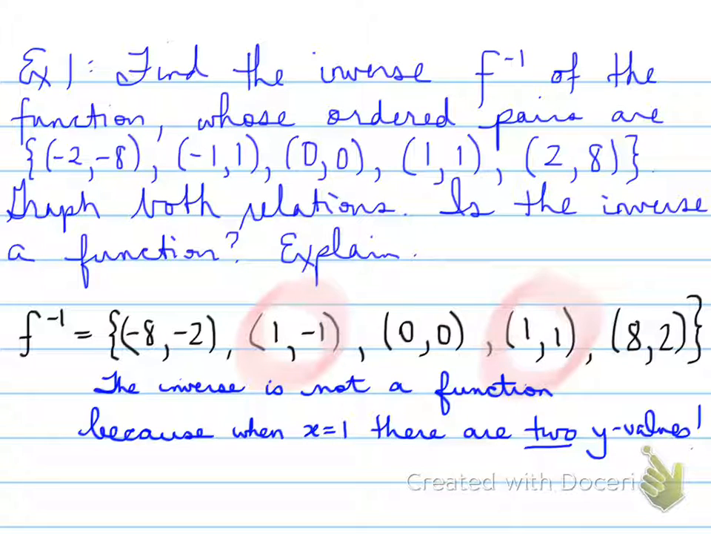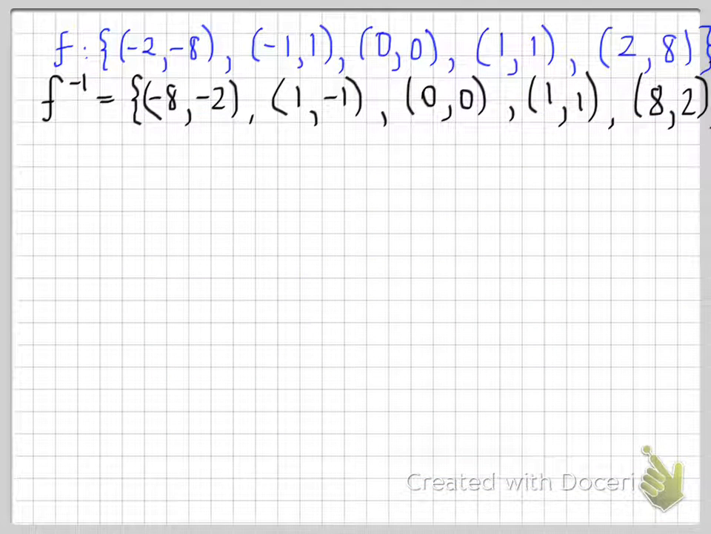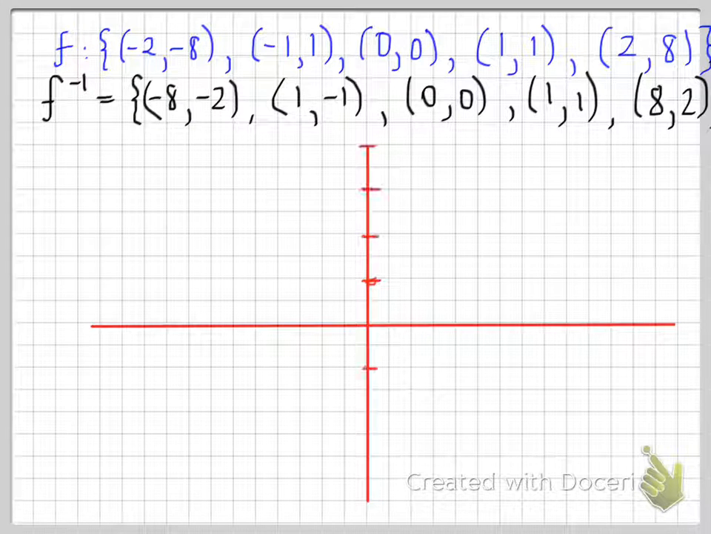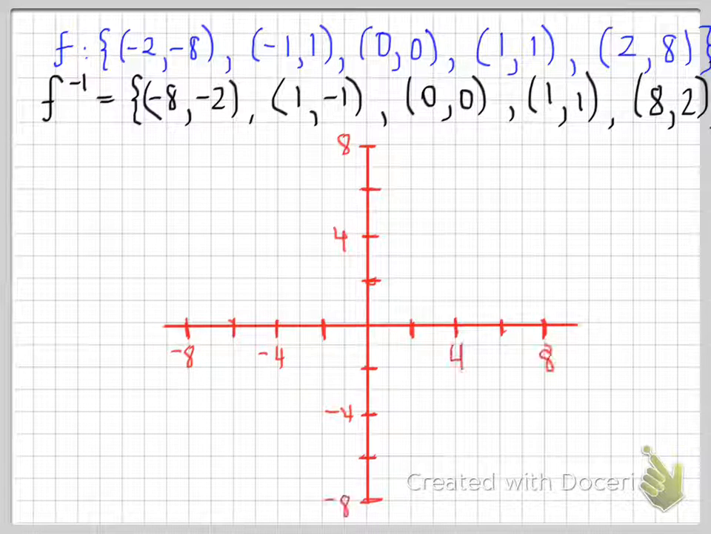Now let's look at the graph of this. So we're going to have the coordinates here. We're going to graph it out, and we're going to graph out each point. Ready? Here it goes. Here's the first one: (-2, -8), (-1, -1), (0, 0), (1, 1), and (2, 8). So again, (-2, -8), (-1, -1), (0, 0), (1, 1), (2, 8). There we go. And now we're going to graph the inverse.